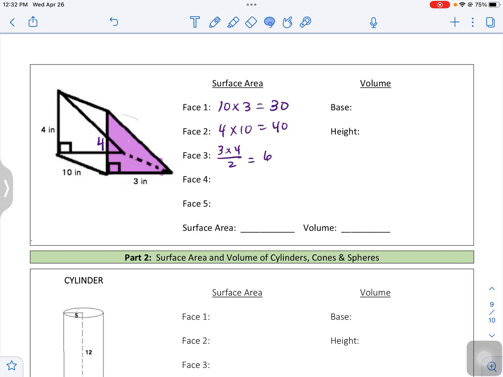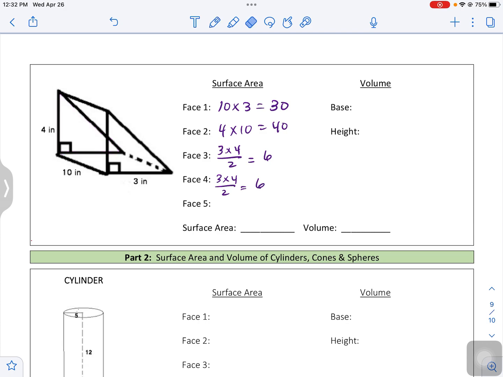Now I got to take this piece and I need to go find the area of the bottom, or the back triangle. It's more in the back. So if this piece is 3, that means this piece is 3 as well. So it's the same. Remember, if they're across from each other, they're the same. 3 times 4 divided by 2 is 12 divided by 2, or 6.